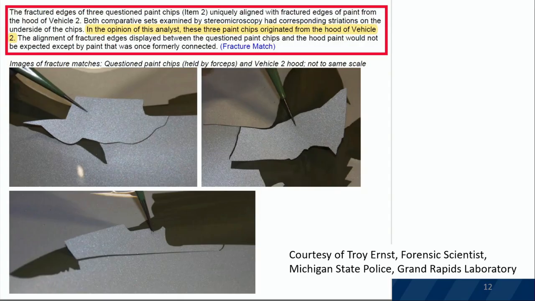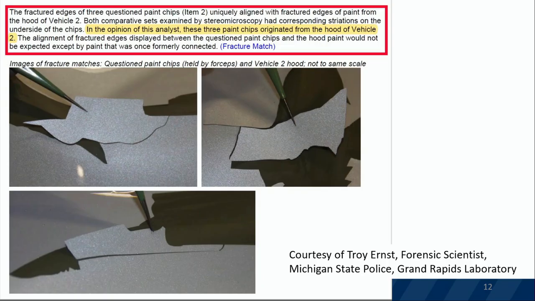In this particular case, Troy was able to find not one, but 3 physical fits. His opinion was that these 3 paint chips originated from the hood of the vehicle. And the alignment of fracture edges displayed between the questioned paint chips and the hood paint would not be expected except for paint that was once formally connected. And this is what we call a fracture match or a physical fit.